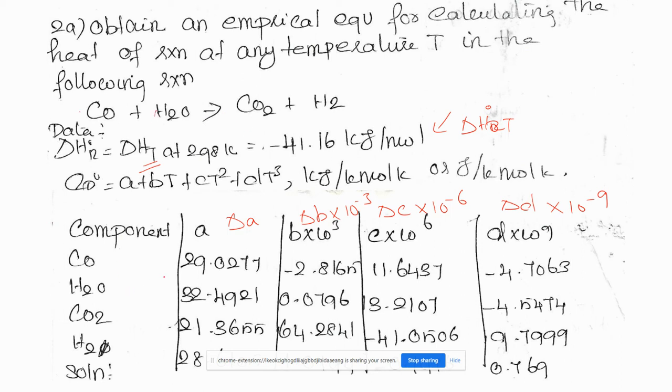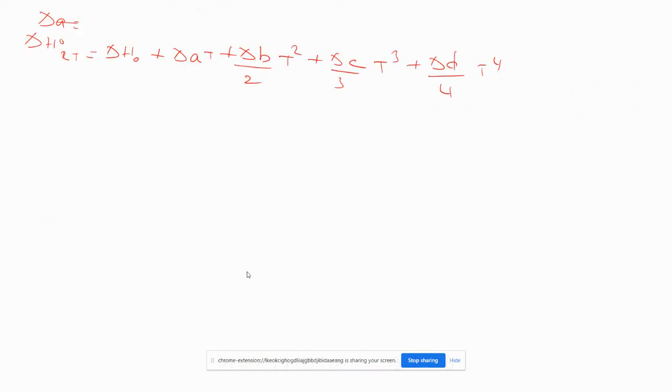So what you have to do? CO and H2O are the reactants, and CO2 and H2 are the products. So it is products minus reactants. Find, in the same way, del A, del B, del C, del D. Do the calculation; I am just giving the answer.